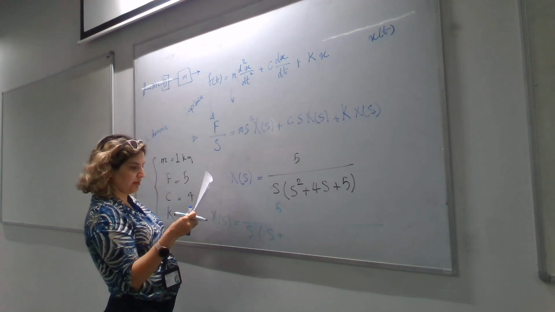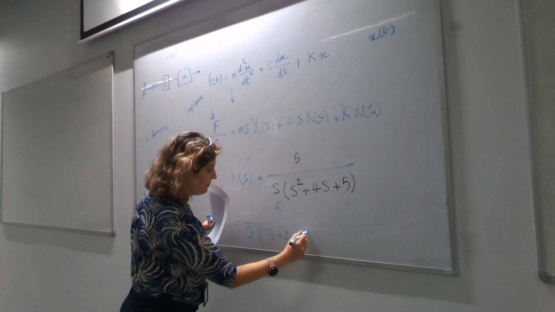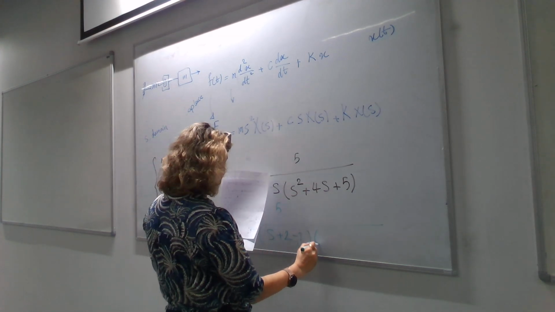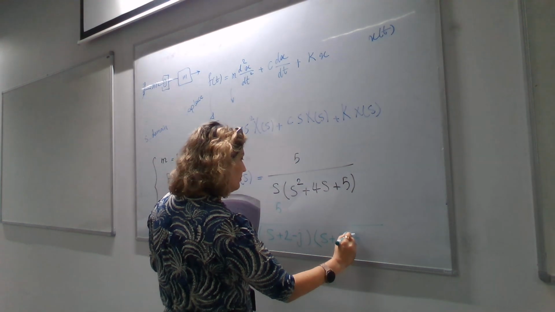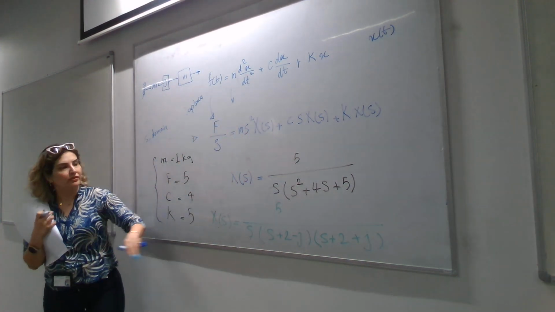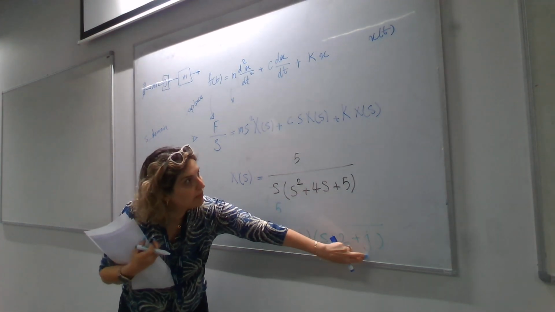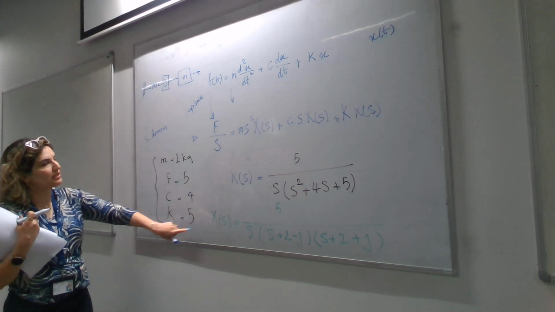It's going to look, what is it? s plus 2 minus j, and then s plus 2 plus j. Where did this j come from? That's the imaginary part, right? Now we want to understand what does this mean.